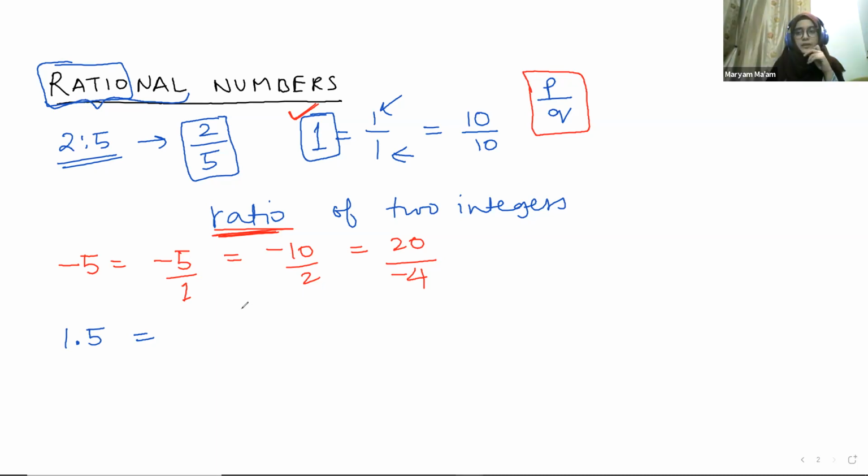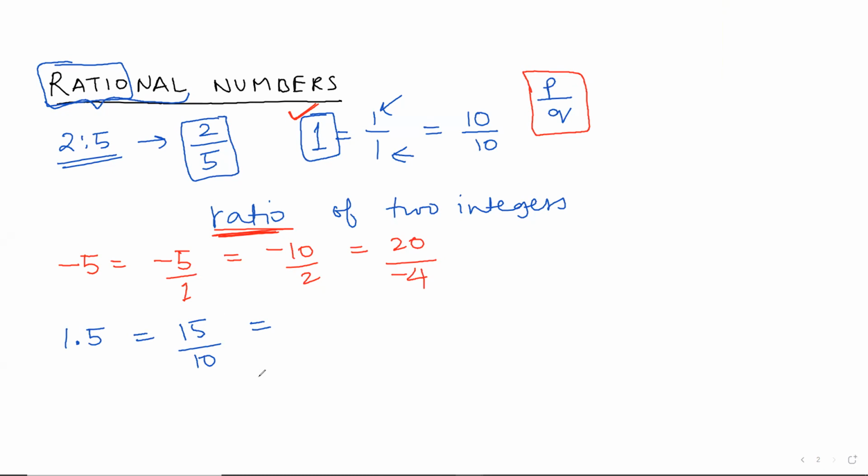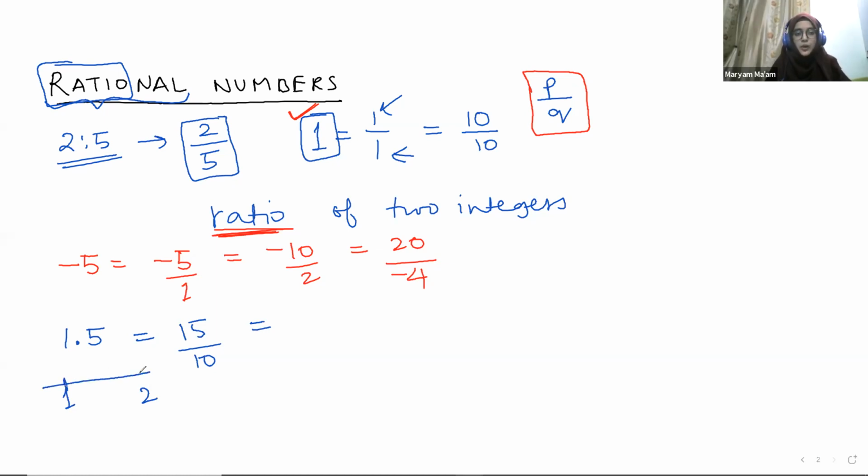So how can we write 1.5? Ma'am, 15 upon 10. Right, 15 upon 10. Anyone else? Okay. Can we think about 1.5 as a number between 1 and 2, right? It's the half of 1 and 2. It lies halfway between 1 and 2. It is 1.5, isn't it?